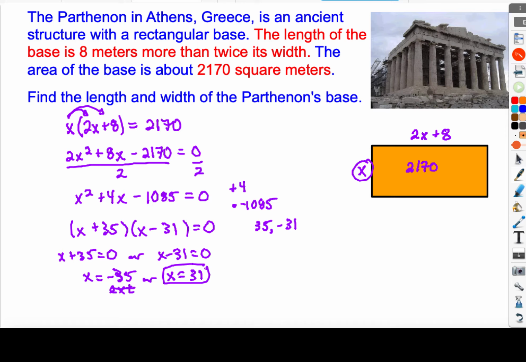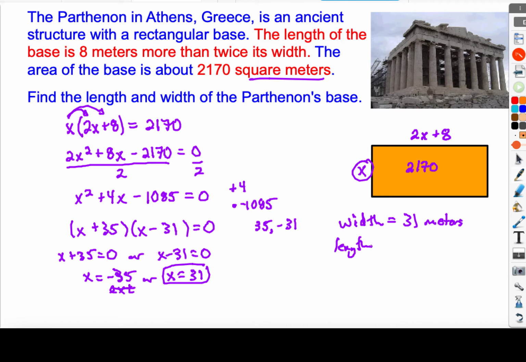But now go back to the question they're asking. They want us to find the length and the width. Well, x was the width. So the width will be equal to 31. And notice we're in square meters here. So 31 meters for the width.